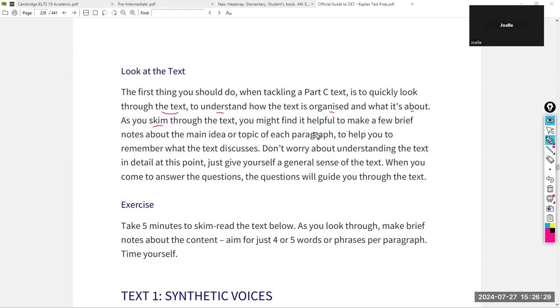You might find it helpful to make a few brief notes about the main idea or topic of each paragraph. This is really helpful if you want to manage this skill. Believe me, if you take notes, you will save minutes, because you need every single minute to solve all the questions in the reading exam. It helps you remember what the text discusses, and don't worry about understanding the text in detail at any point, just give yourself a general sense. This is about skimming. When you come to answer the questions, they will guide you through the text.